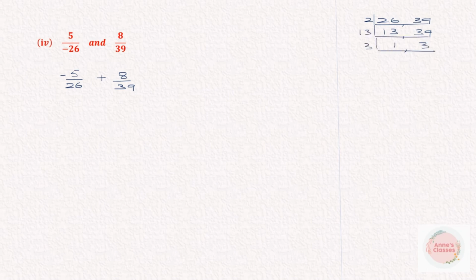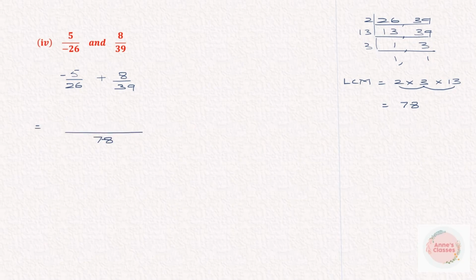Continue. This time you can use 3. This is 1 and 3 ones are 3. So the LCM will be 2 into 3 into 13. So 2 threes are 6. 6 into 13 is 78. So the LCM is 78. So let's write that down as a common denominator.